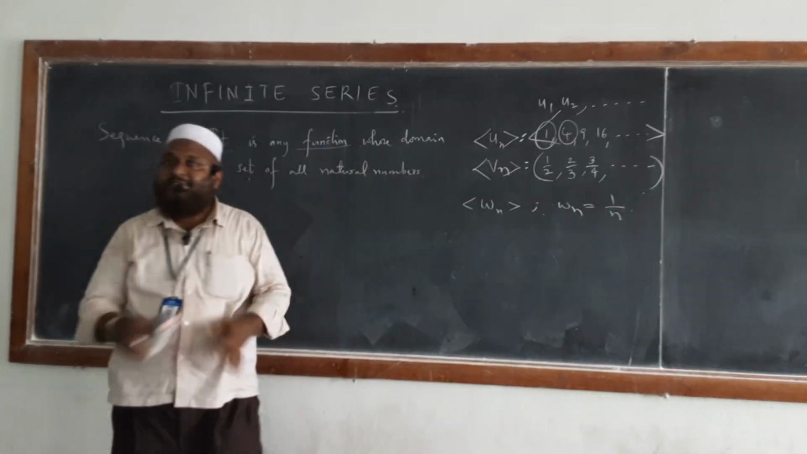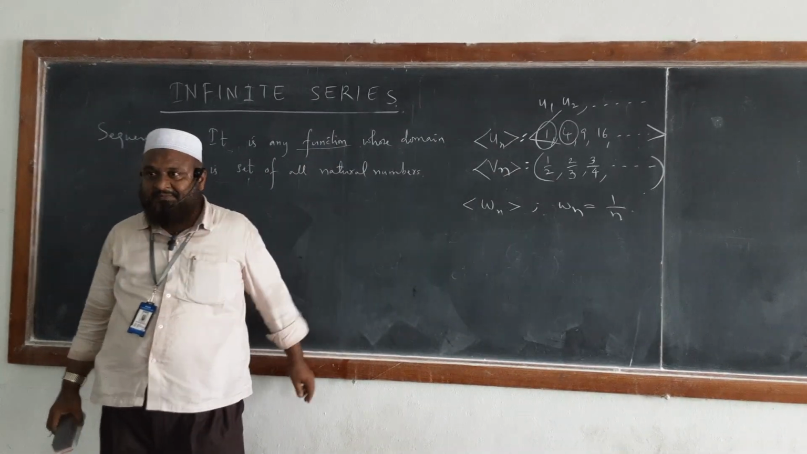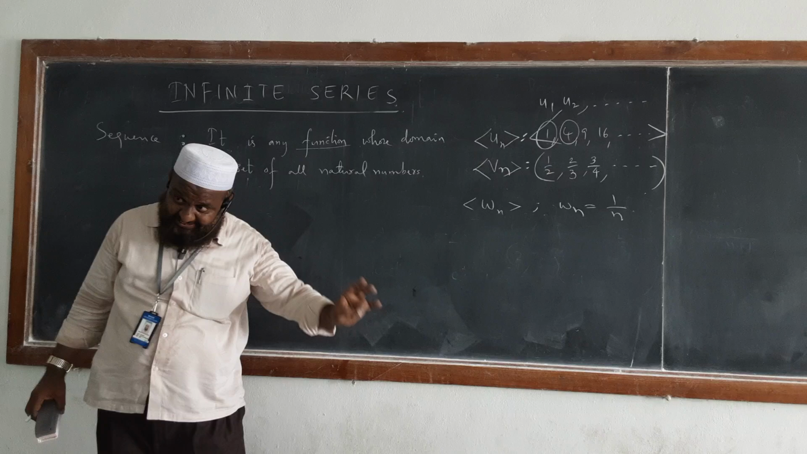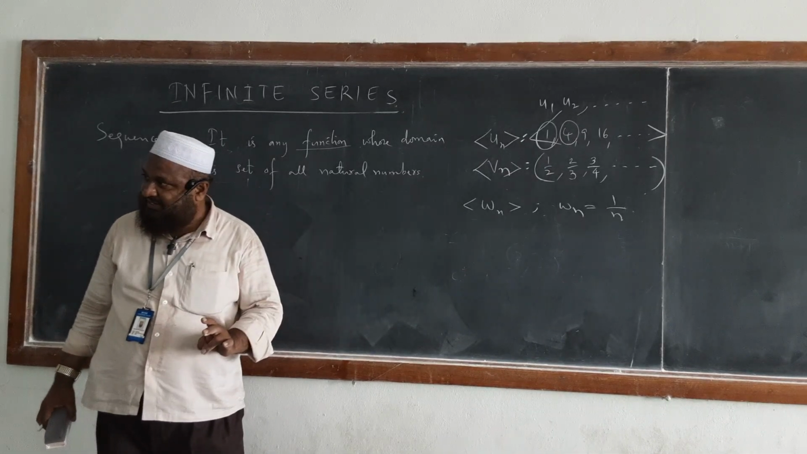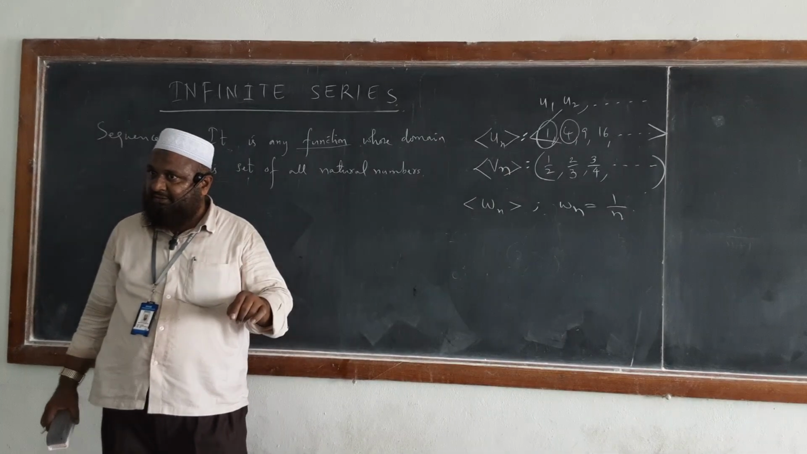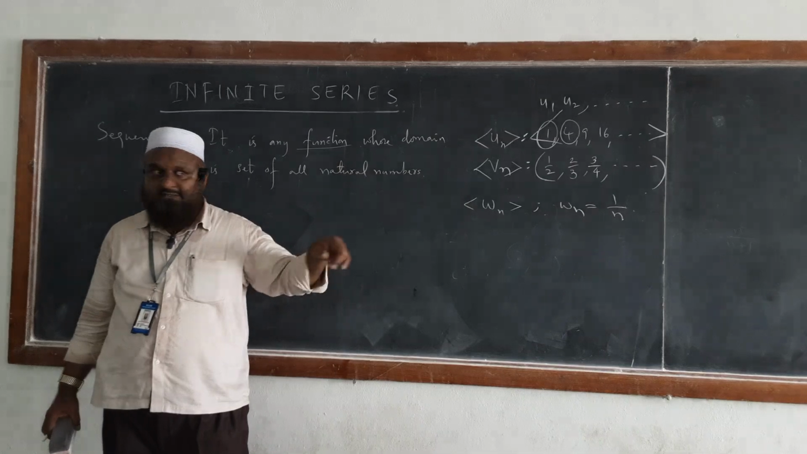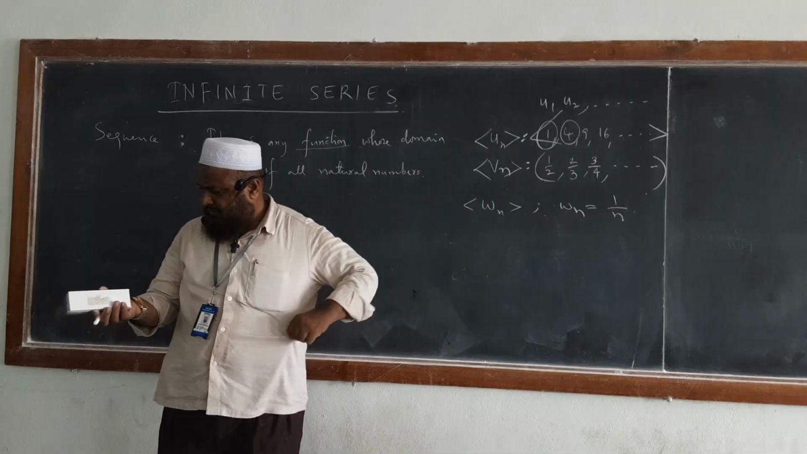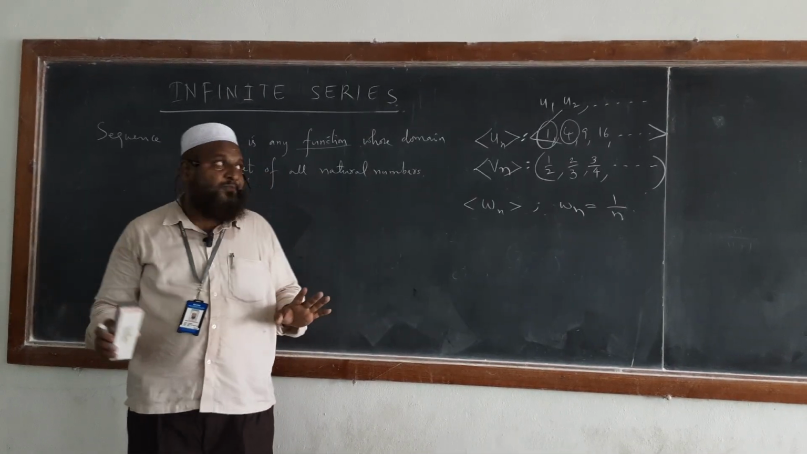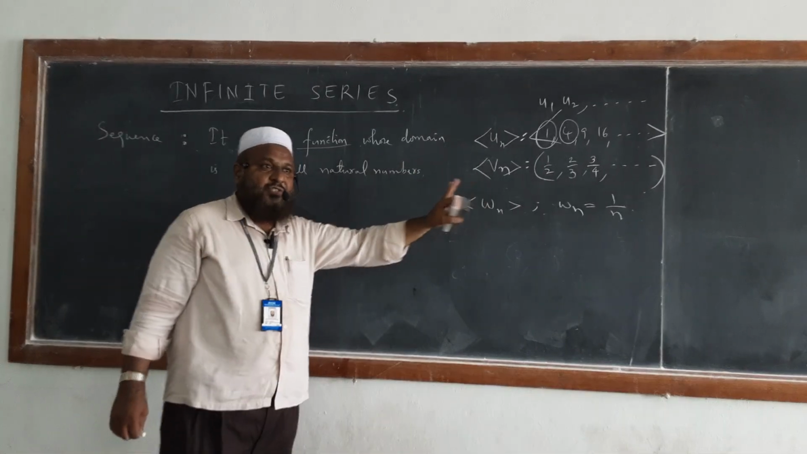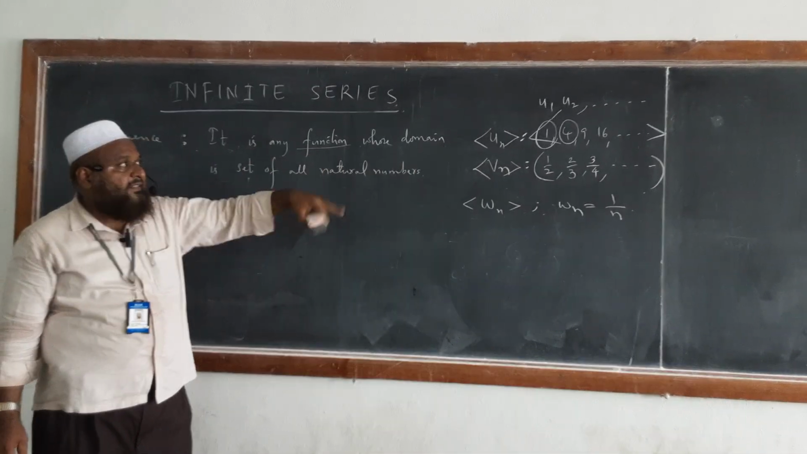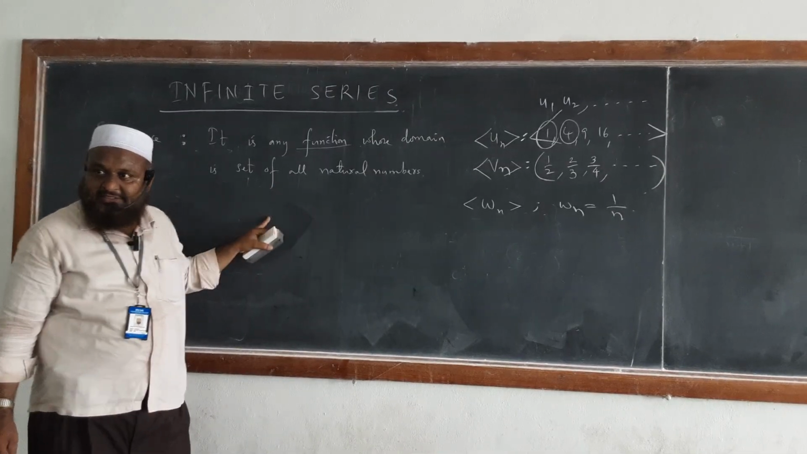So how will be the terms of this sequence? 1 by 1, first term. 1 by 2, second term. 1 by 3. Is this all clear? Are you okay till here? Now, you understood. So what are the examples? These two are the examples of the sequences.